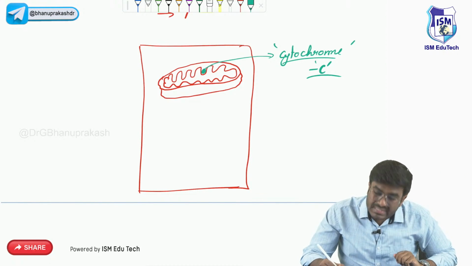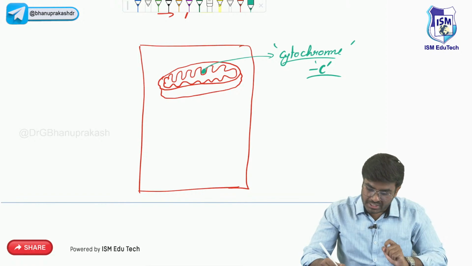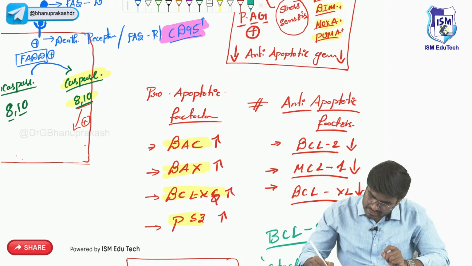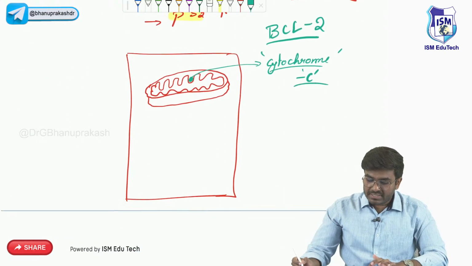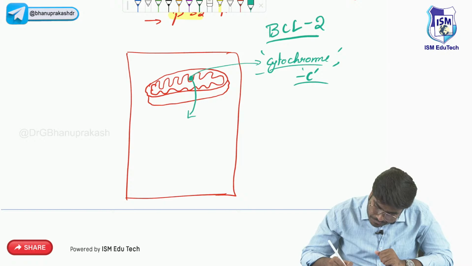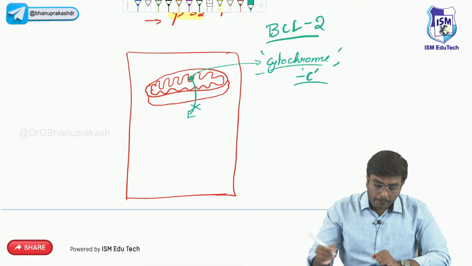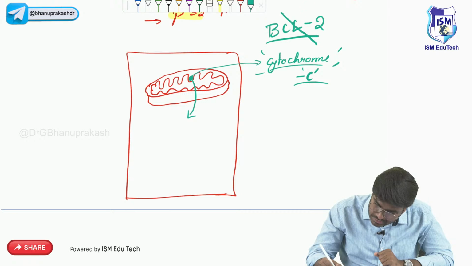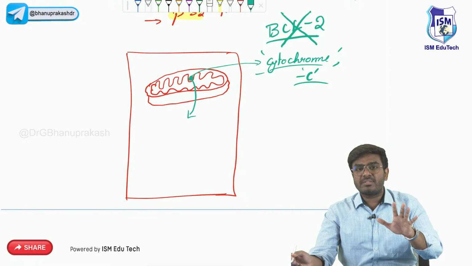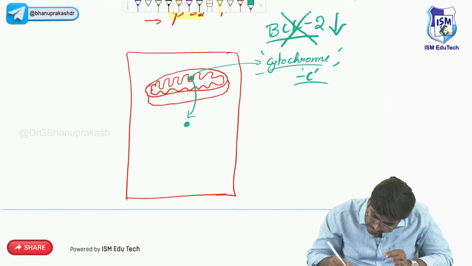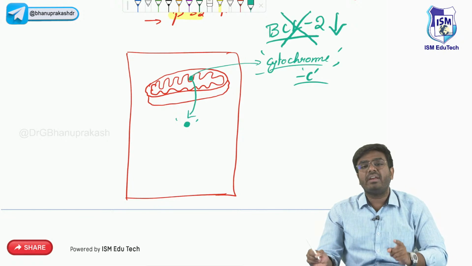Why? Because anti-apoptotic genes like BCL2. See, BCL2 is anti-apoptotic, right? We just discussed BCL2, the main important thing. So this BCL2 will never allow the cytochrome C to enter into the cytoplasm. But right now, what is happening? The expression of anti-apoptotic genes is now going down. Now what will happen? Cytochrome C will leak, a very, very important event.